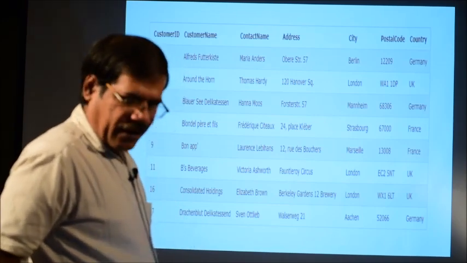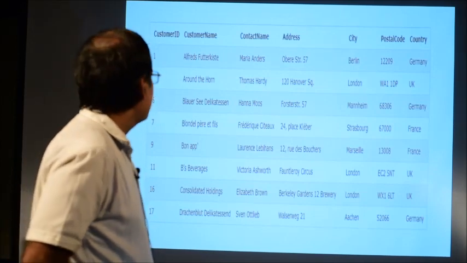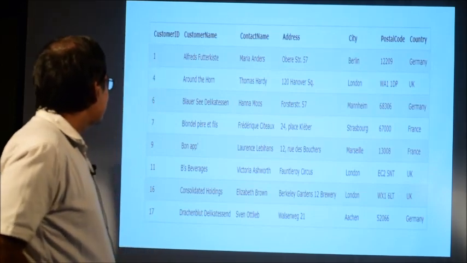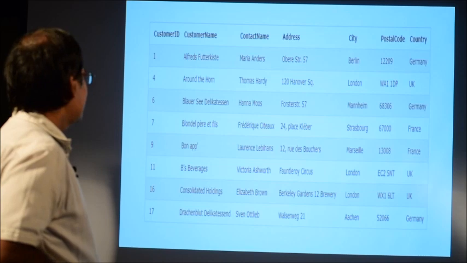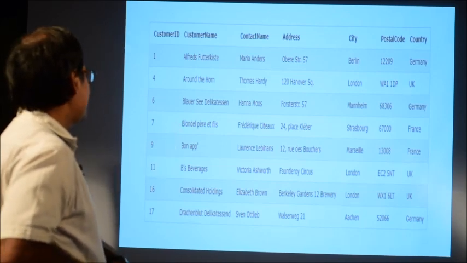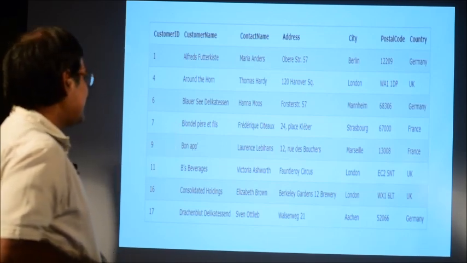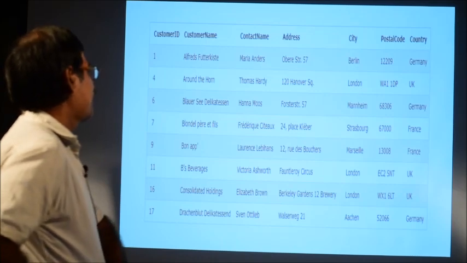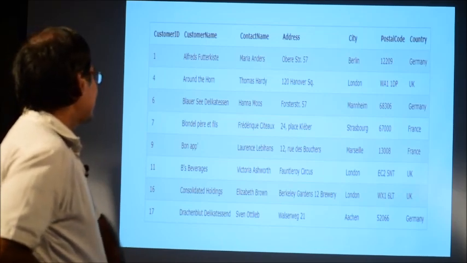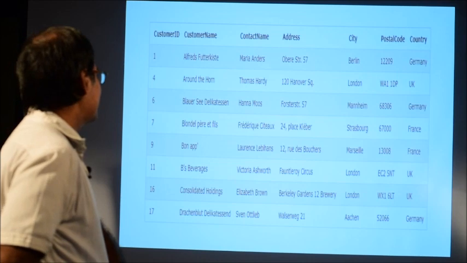Okay. So next, the fifth record is not selected, then 6 will be selected because 6 belongs to the country Germany. So 6 is selected. 7 is also selected because it belongs to France.